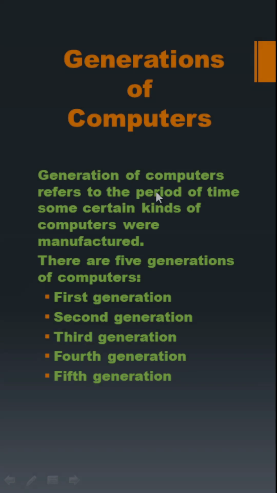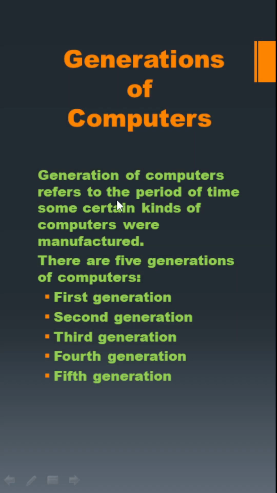Generation of computers refers to the period of time some certain kinds of computers were manufactured. There are 5 generations of computers: first generation, second generation, third generation, fourth generation, and fifth generation.